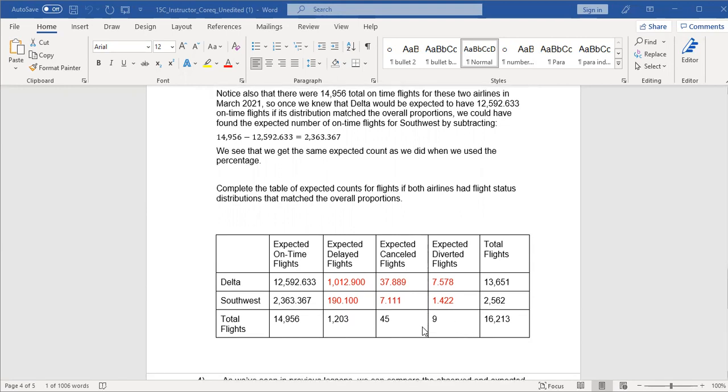So this is the expected on-time flights for both, this is the expected delayed flights for both, this is the expected canceled flights for both, and this is the expected diverted flights for both.